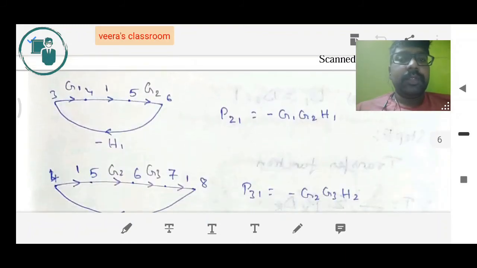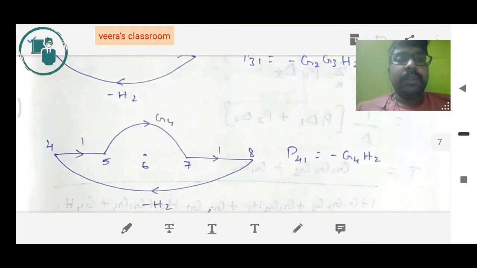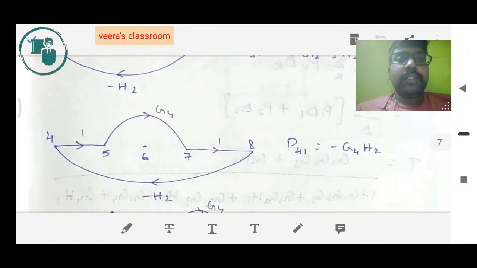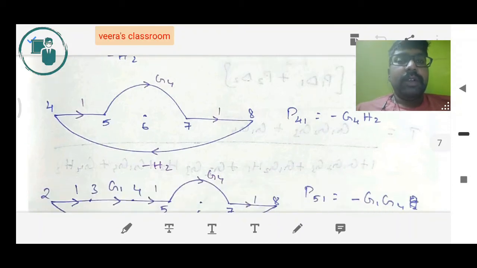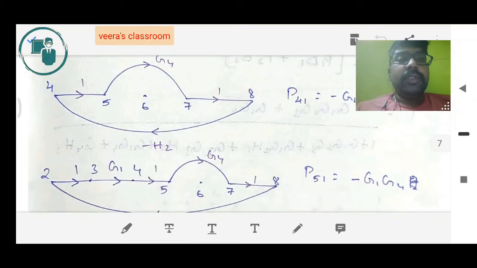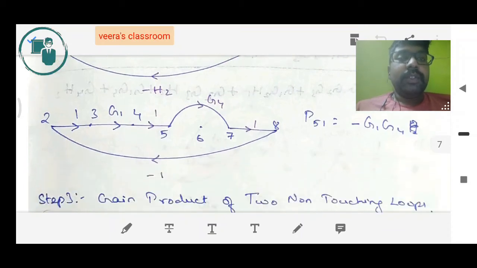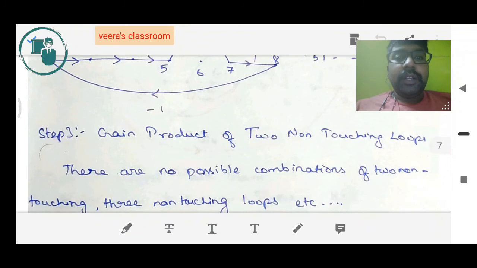Third one, see 4, 5, 6, 7. Definitely we have a common node. Then 4, 5, 6, 7. It doesn't have 6, but it has 4, 5, 7, 8, which is common to all the above individual loops. The last one, it is 2, 3, 4, 5. Definitely we have a common node with all the above nodes. So there are no possible combinations of two non-touching loops.